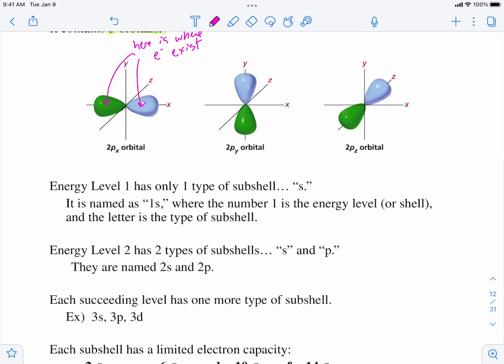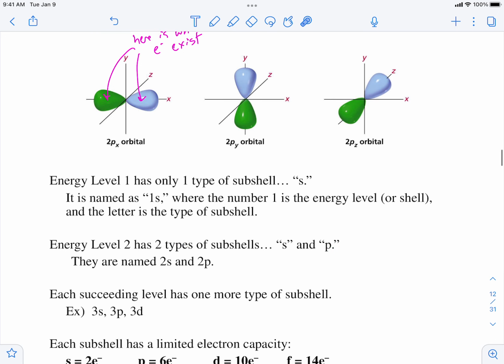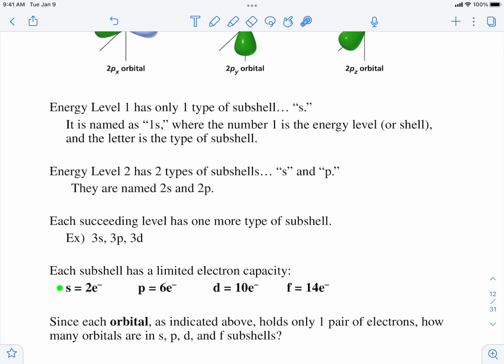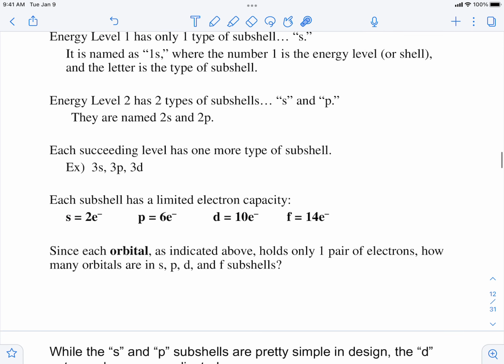Level 1 only has one type of subshell, it's S. Level 2 has two types of subshells, both S and P. And since they're in energy level 2, they're named 2S and 2P. Energy level 3 has three sublevels. And we already talked about the capacities. So, how many orbitals are there in each of these? We already kind of addressed these. These are in the table above, right? 1, 3, 5, 7.